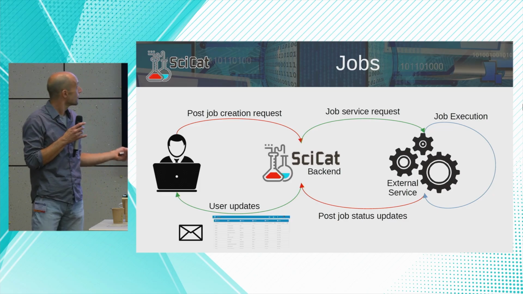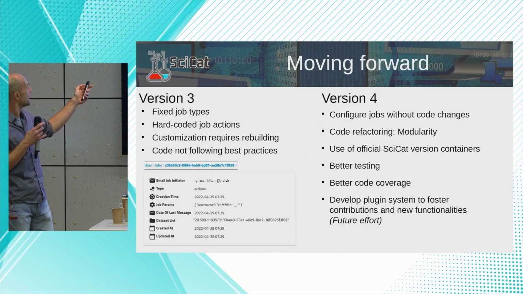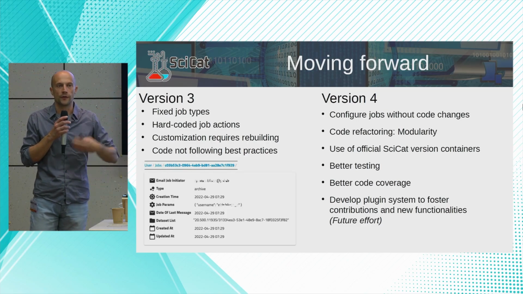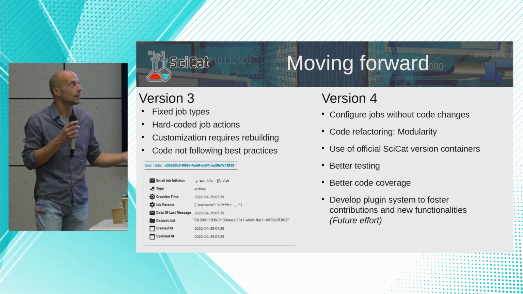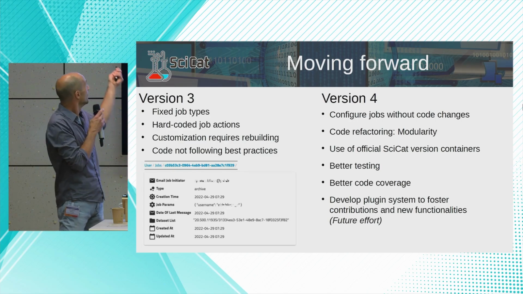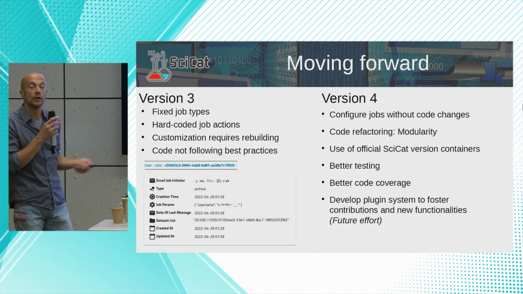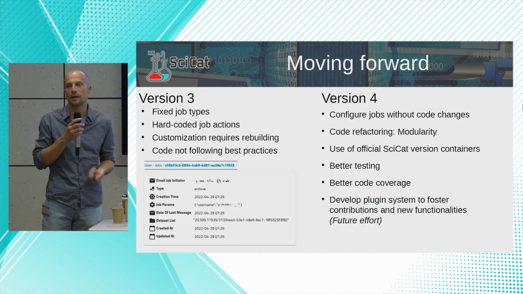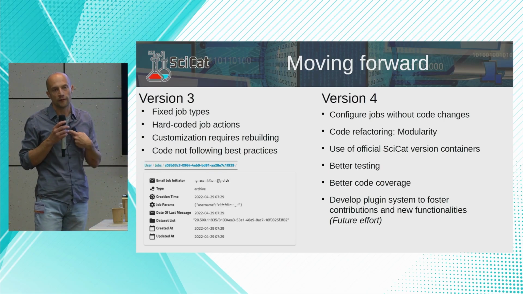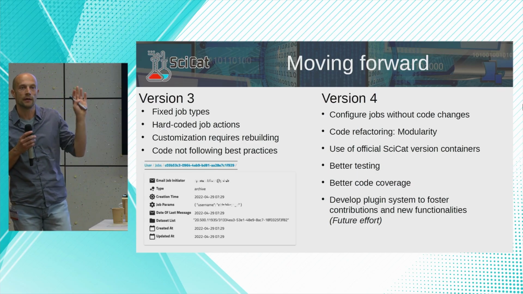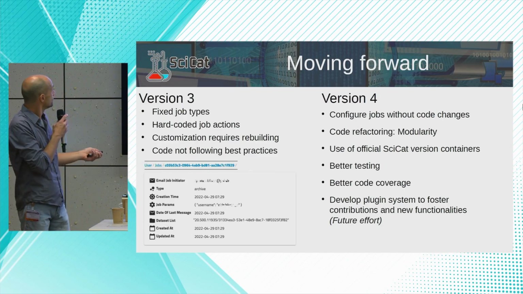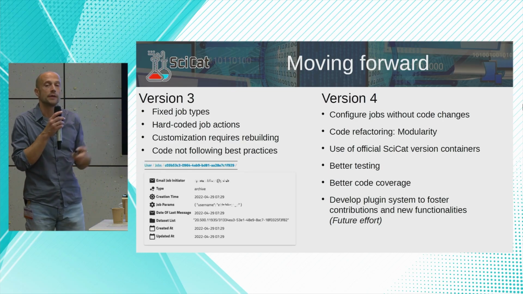So moving forward, the jobs were already implemented in our old version, but of course, in the first implementation, the type of jobs were fixed, hard-coded into the code. For customization, you needed to rebuild the old code base if you wanted to change something, and the code was not following best practices. I think if I ask you to raise your hands if you ran into this issue, probably all of us. And in our version 4, we try to address all of this.